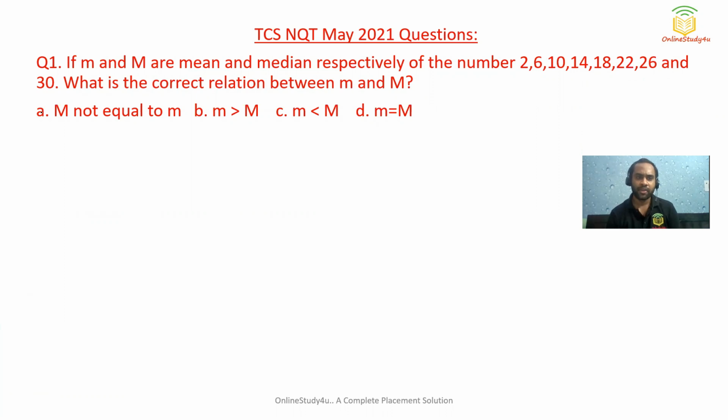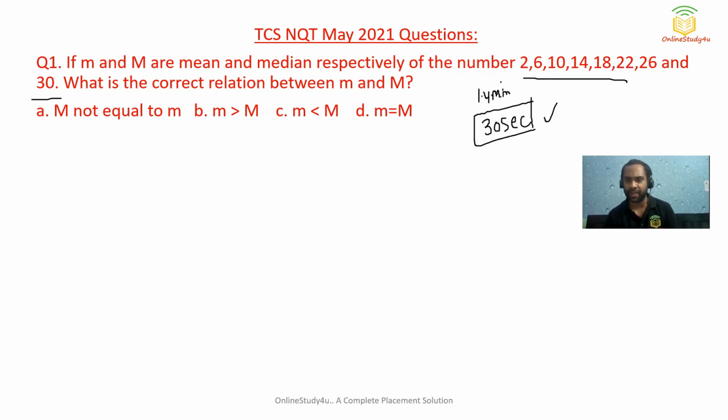Okay, now, question number 1: if m and m are the mean and median respectively of the numbers, what is the correct relation between m and m? Now this question you need to solve in 30 seconds. Okay, see, basically the time limit which you will be getting is around 1.4 minutes, or 1 minute, but you can easily solve it in 30 seconds. But first let me solve it in 2 to 3 minutes, because I need to explain it to you here, and once you understand the concept, the short tricks, then you will be able to solve it in 30 seconds.